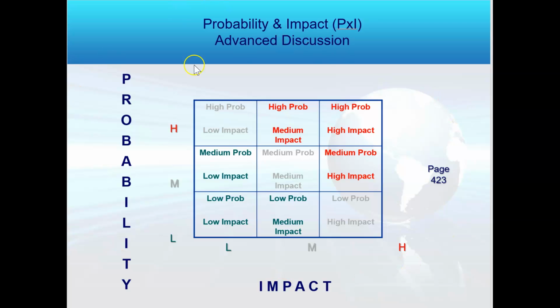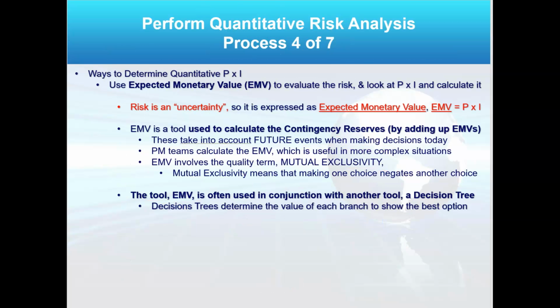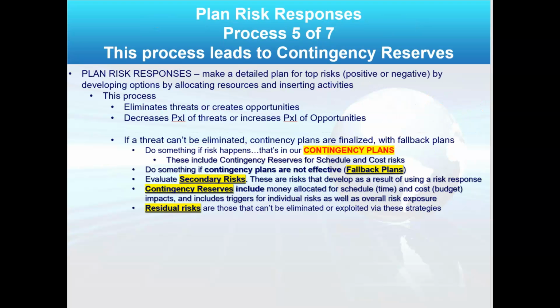Here's a typical probability and impact matrix. Could use numbers too. Now this, when I do quantitative analysis, right? Remember we said risk by definition is an uncertainty. And here's how it's expressed in the term called expected monetary value, or EMV. And EMV equals probability times impact.